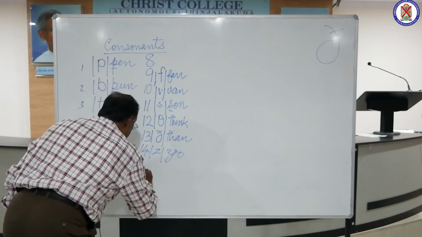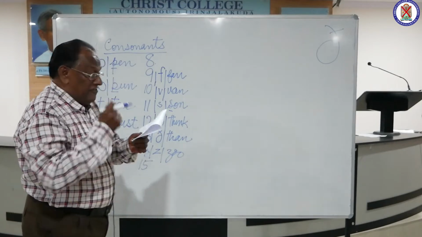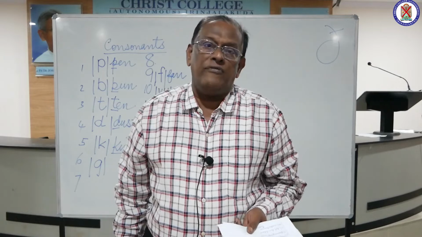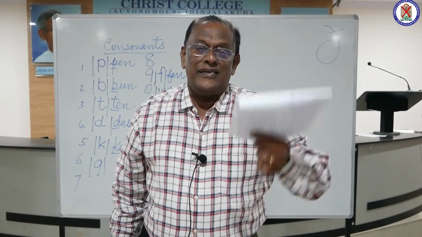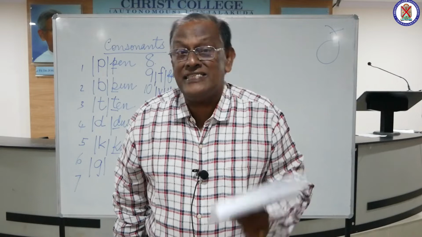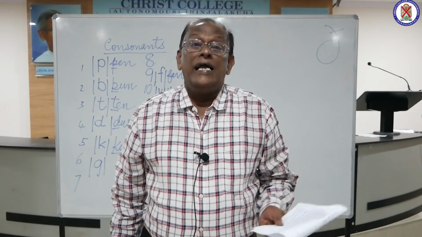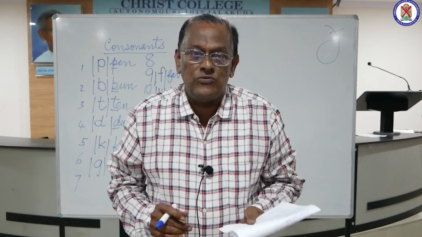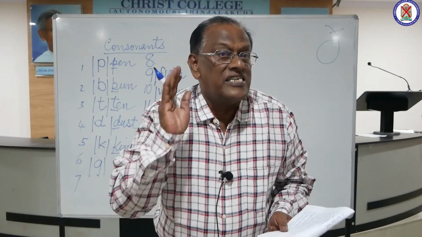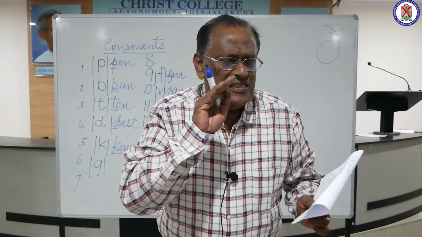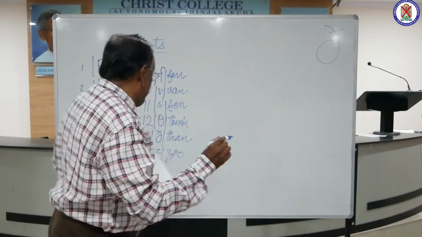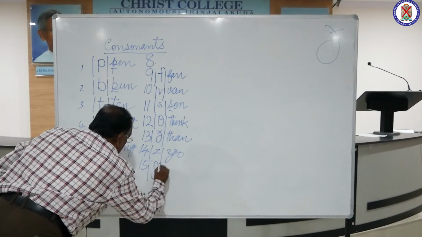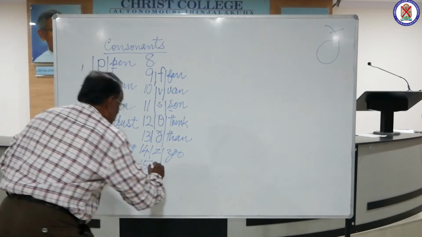Number 15 is the sound sh sound, which you have in, of course, I think I told you, SHOE is shoe, SUGAR is sugar. In both these words we have the sound sh, symbol sha. Sha is represented by a symbol like this. Sugar.